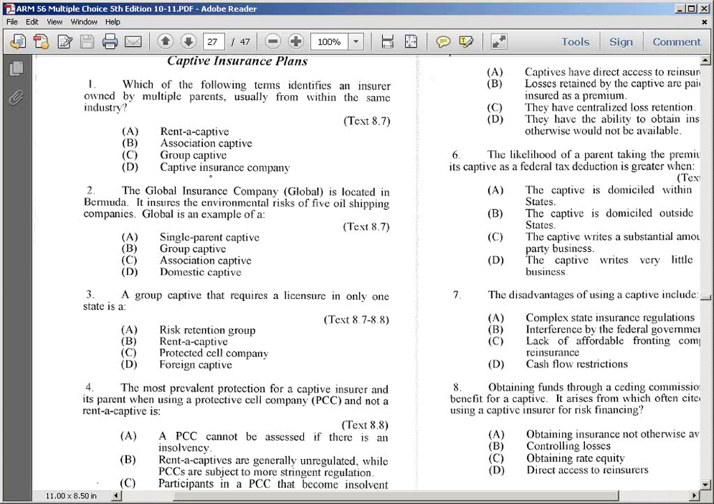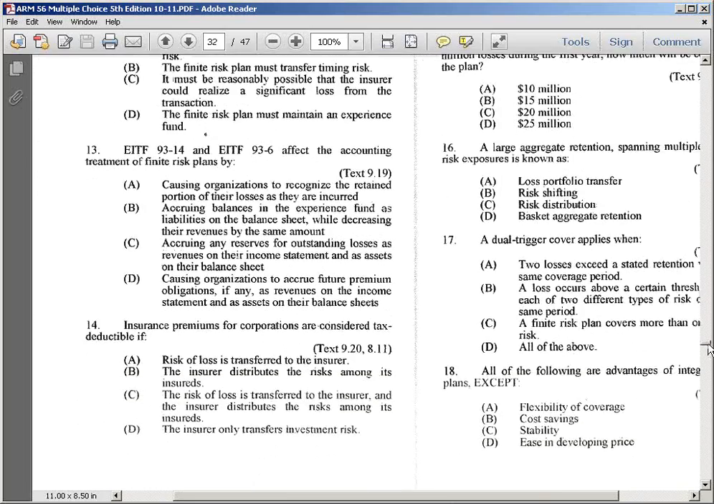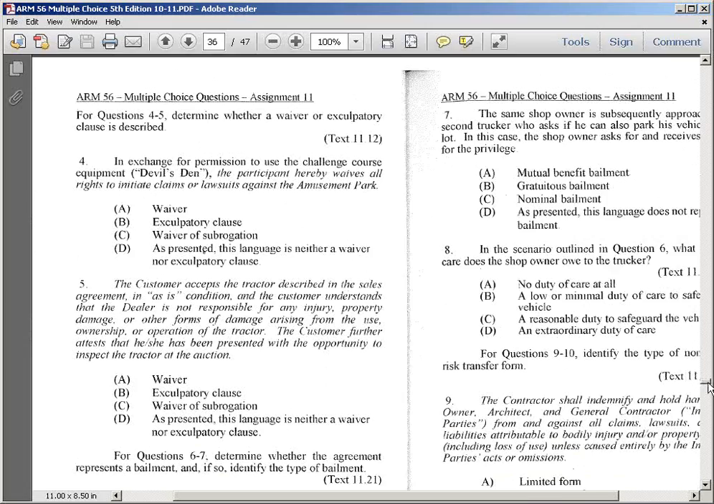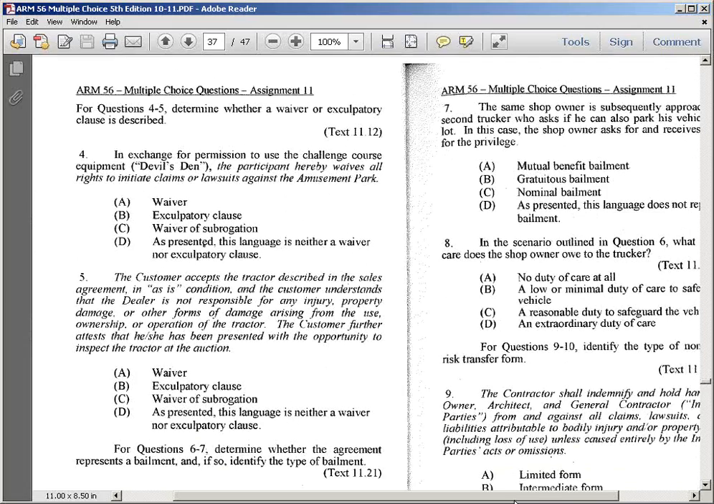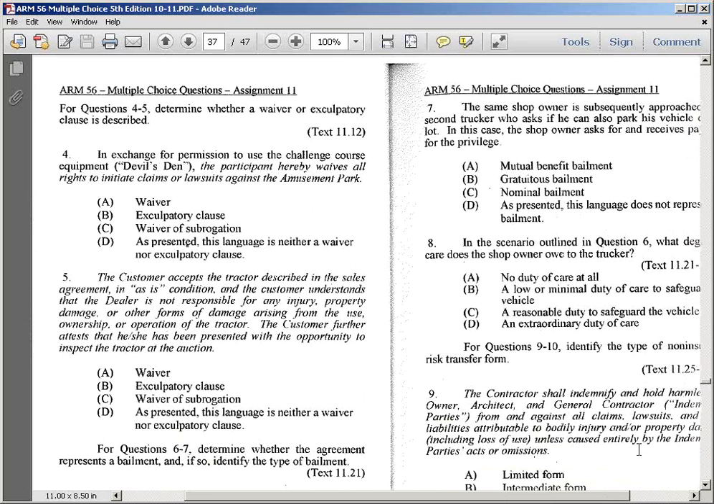All right, and then we'll just do one more, just to kind of give it, and we'll do one on insurance there. Okay. Oops, I think I went a little too far here.